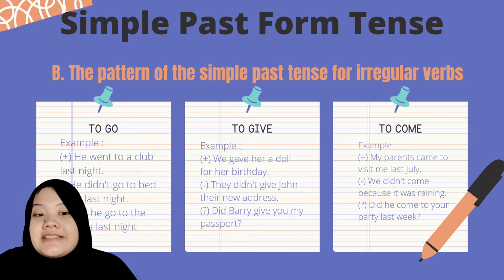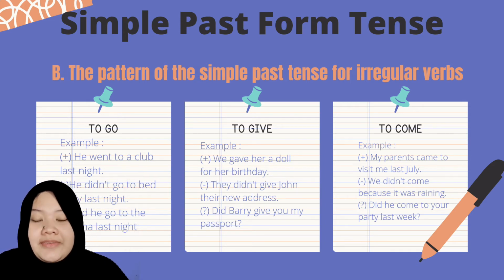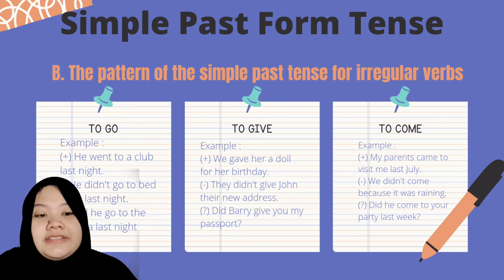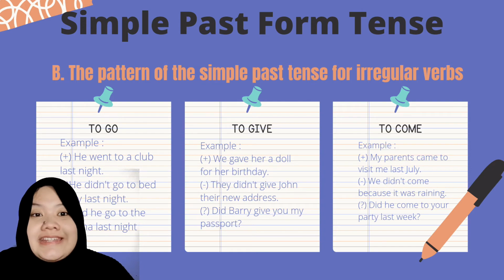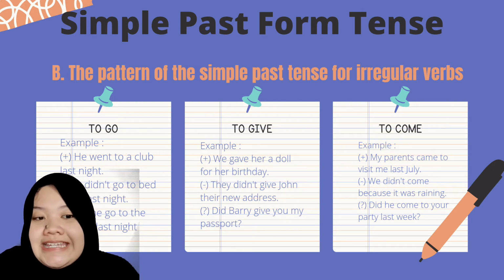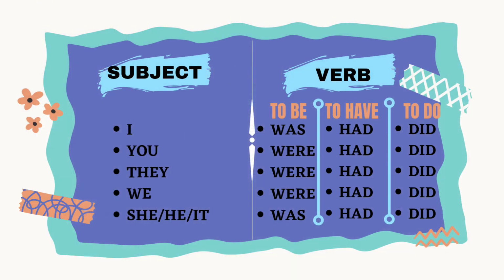Okay. The second, like to give. For example, we gave her a doll for her birthday. For negative sentence, they didn't give John their new address. For interrogative sentence, did Barry give you my passport?